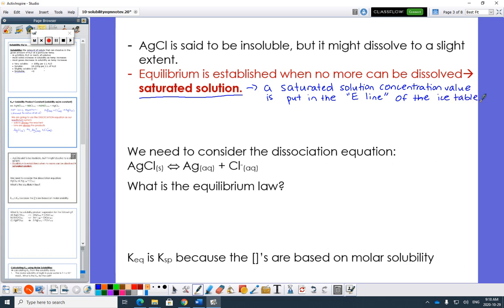So yesterday it was a little bit more straightforward. So initially we have this, at equilibrium the concentration is this. This time it will use words like saturated solution or molar solubility.